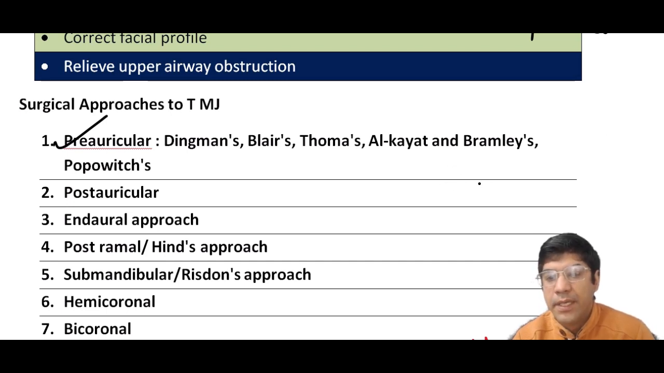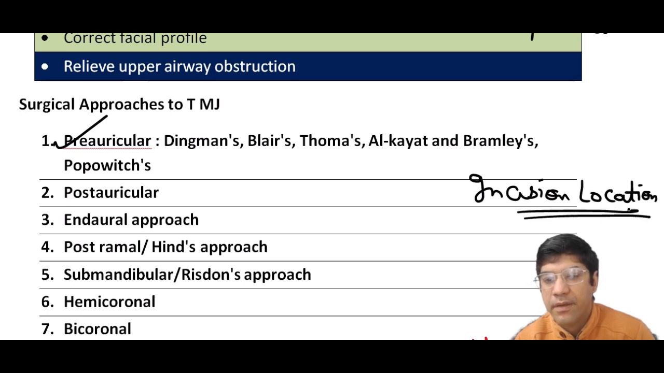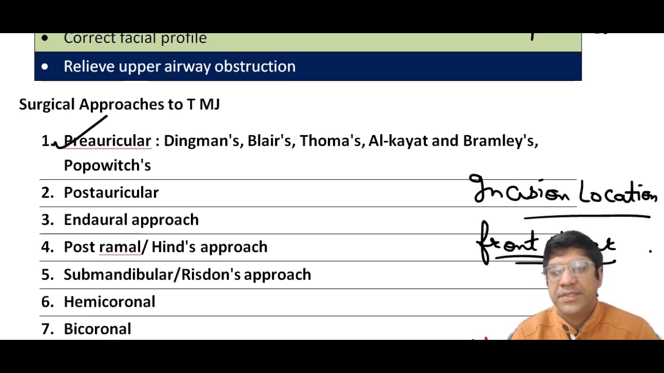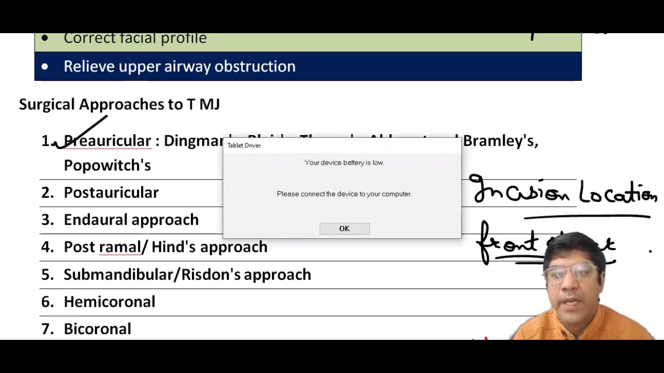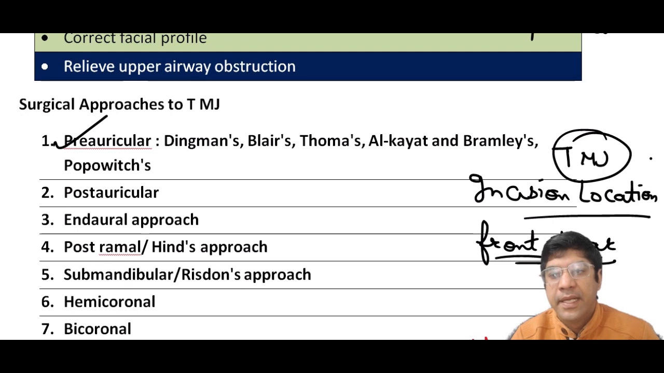First of all, what is the incision location for the preauricular incision? The preauricular incision is made in front of the ear. So it's always in front of the ear. Second, what is the purpose of this incision? The primary purpose of this particular incision is to provide access to the TMJ area that is affected by the ankylosis. The surgeons create this incision carefully to ensure adequate exposure of the TMJ region.